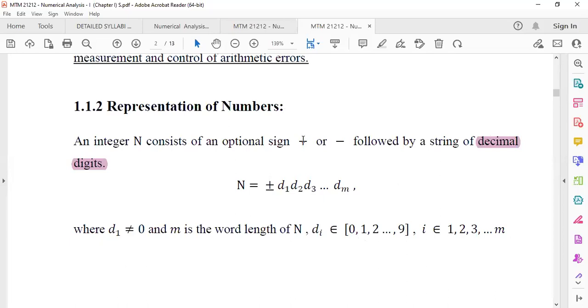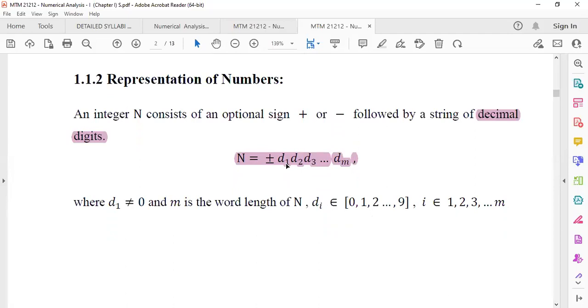It is followed by a plus sign here, so it can be represented in this way. This is a way we can represent numbers: plus or minus followed by digits. Mostly for the plus we don't put it, but here for the representation we are using it. D1, D2, D3 up to Dn are all decimal digits, from 0, 1, 2 up to 9. And it says D1 not equal to 0.